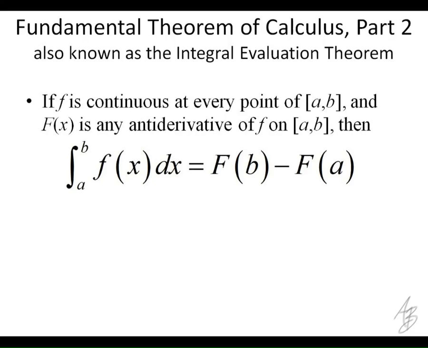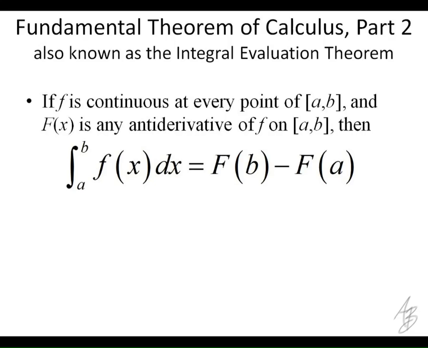So here's what the second fundamental theorem says. If f is a continuous function on some interval, and big F is any antiderivative. You guys remember what antiderivatives are, right? An antiderivative is a function that if you differentiate it, you get back to the original function. So big F is any antiderivative of f on that interval. Then the integral from a to b of little f is equal to the antiderivative evaluated at b minus the antiderivative evaluated at a.